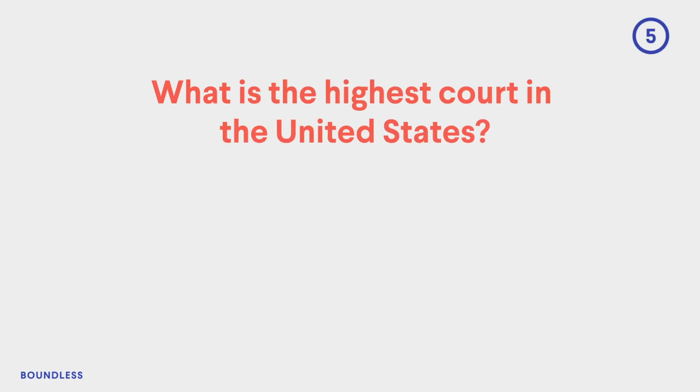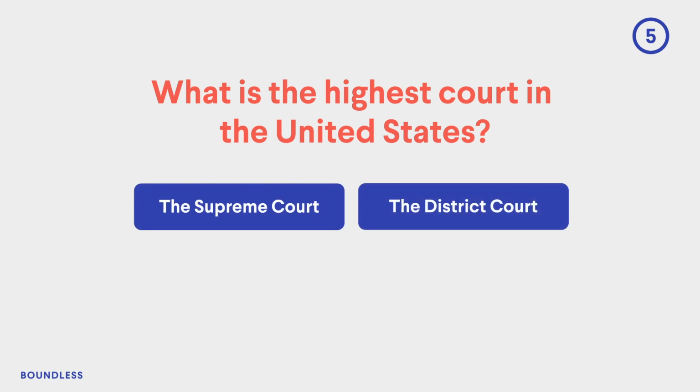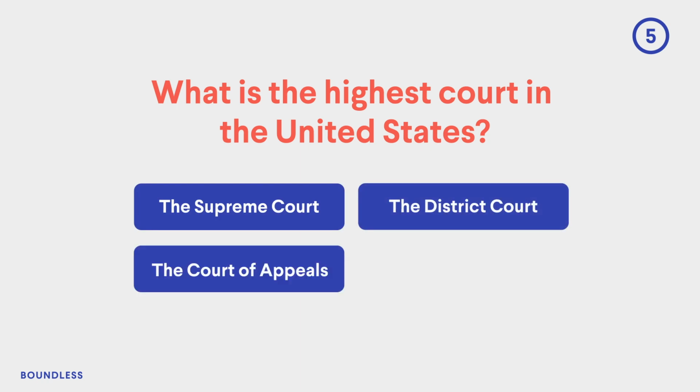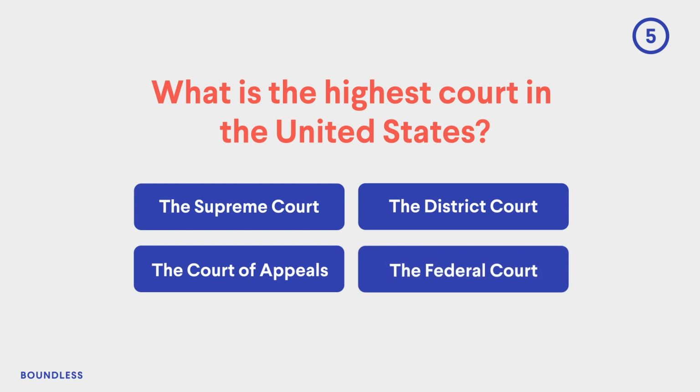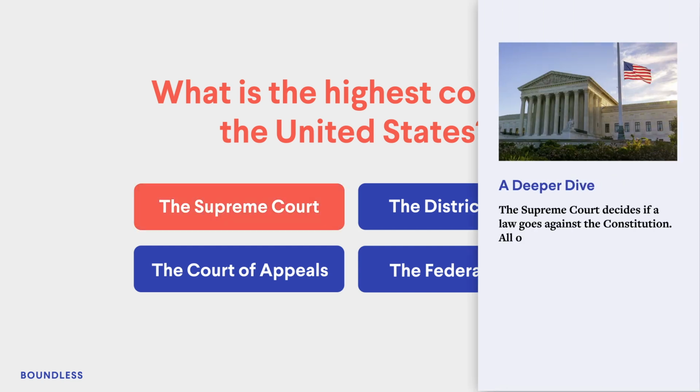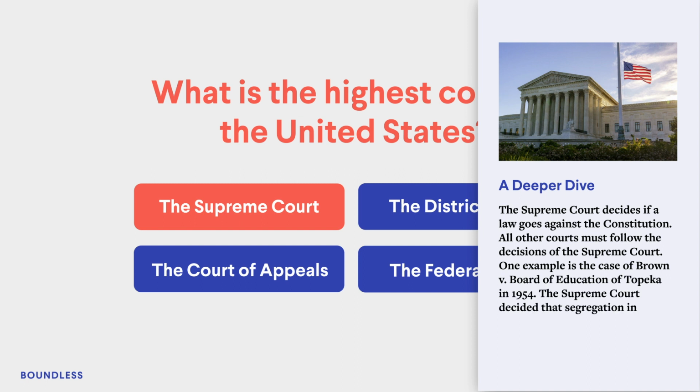What is the highest court in the United States? The Supreme Court, the District Court, the Court of Appeals, the Federal Court. Answer: the Supreme Court. The Supreme Court decides if a law goes against the Constitution. All other courts must follow the decision of the Supreme Court.